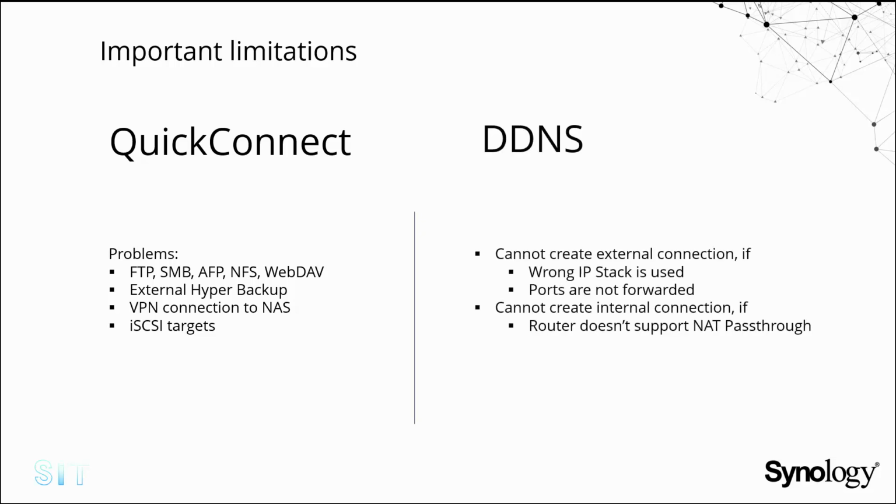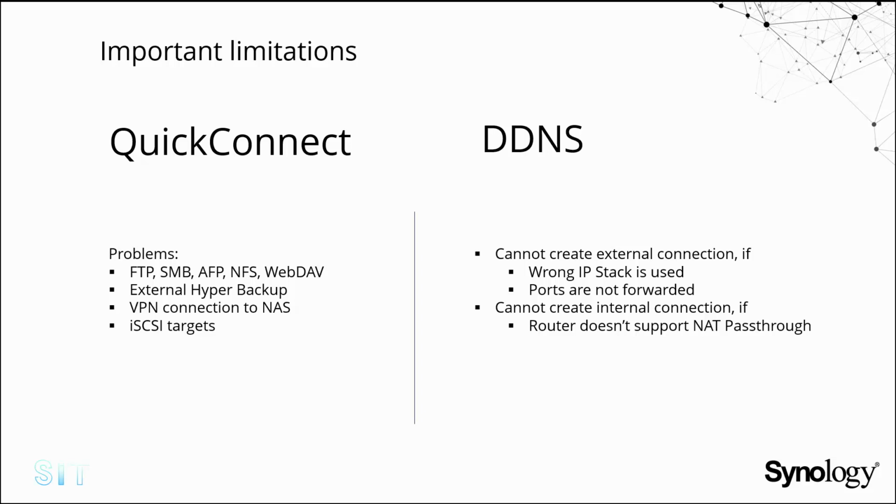With DDNS, we have the problem that no external connection can be established if a wrong IP stack is used or ports are not forwarded. Internally, problems occur if there is no NAT pass-through, which we cannot go into further in this context.